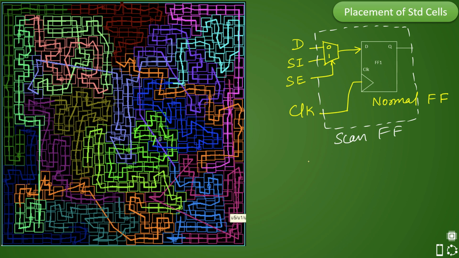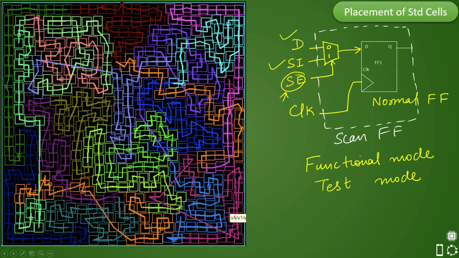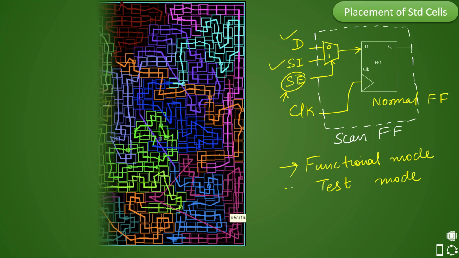Now any chip will run in two modes. One is your functional mode, when your chip is functioning, and when you want to test the chip, at that time it is running in the test mode. Based on that mode, your scan enable pin is configured, and based on the scan enable configuration we get the data or we get the scan input. It depends entirely on your mode of functionality.